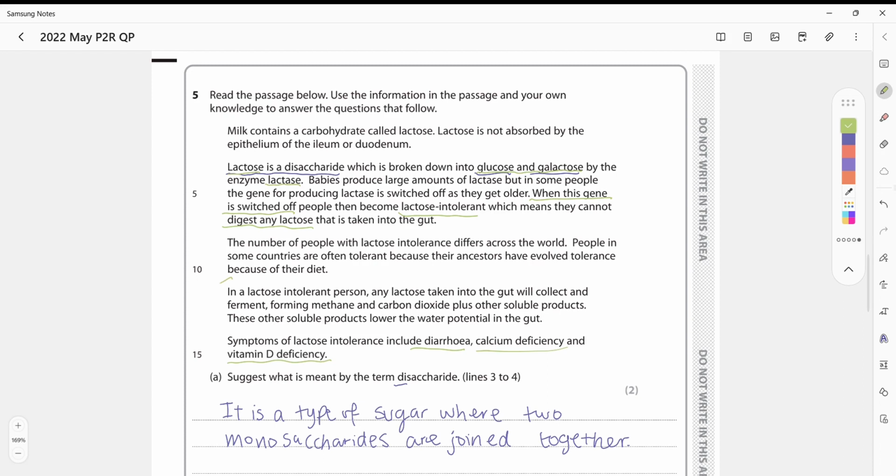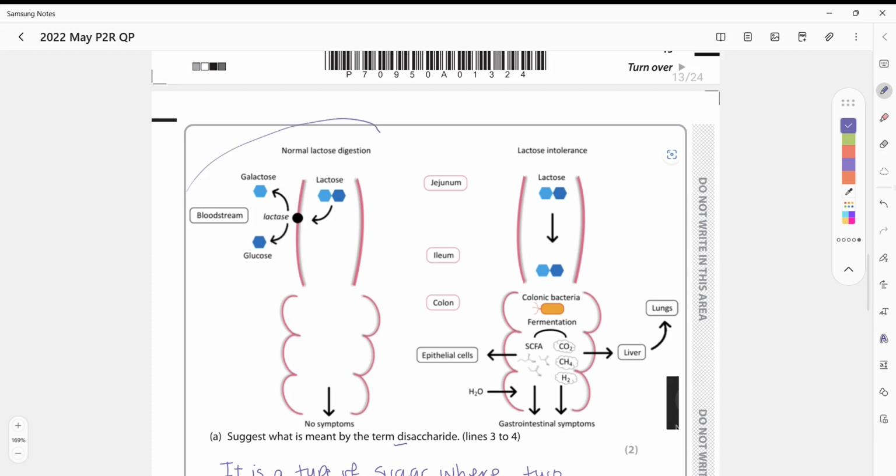And then in the previous paragraph, it says that any lactose that is taken into the gut will be collected and fermented, forming methane and carbon dioxide and other soluble products. These soluble products lower the water potential in the gut. So let me include a little diagram for you. On the left here, we have normal lactose digestion. You can see that the lactose gets broken down into galactose and glucose and then taken up by the small intestine. Whereas on the right, we have lactose intolerance. What happens is that the bacteria will feed off of the lactose, and that produces things like methane and carbon dioxide, and that lowers the water potential of the gut.